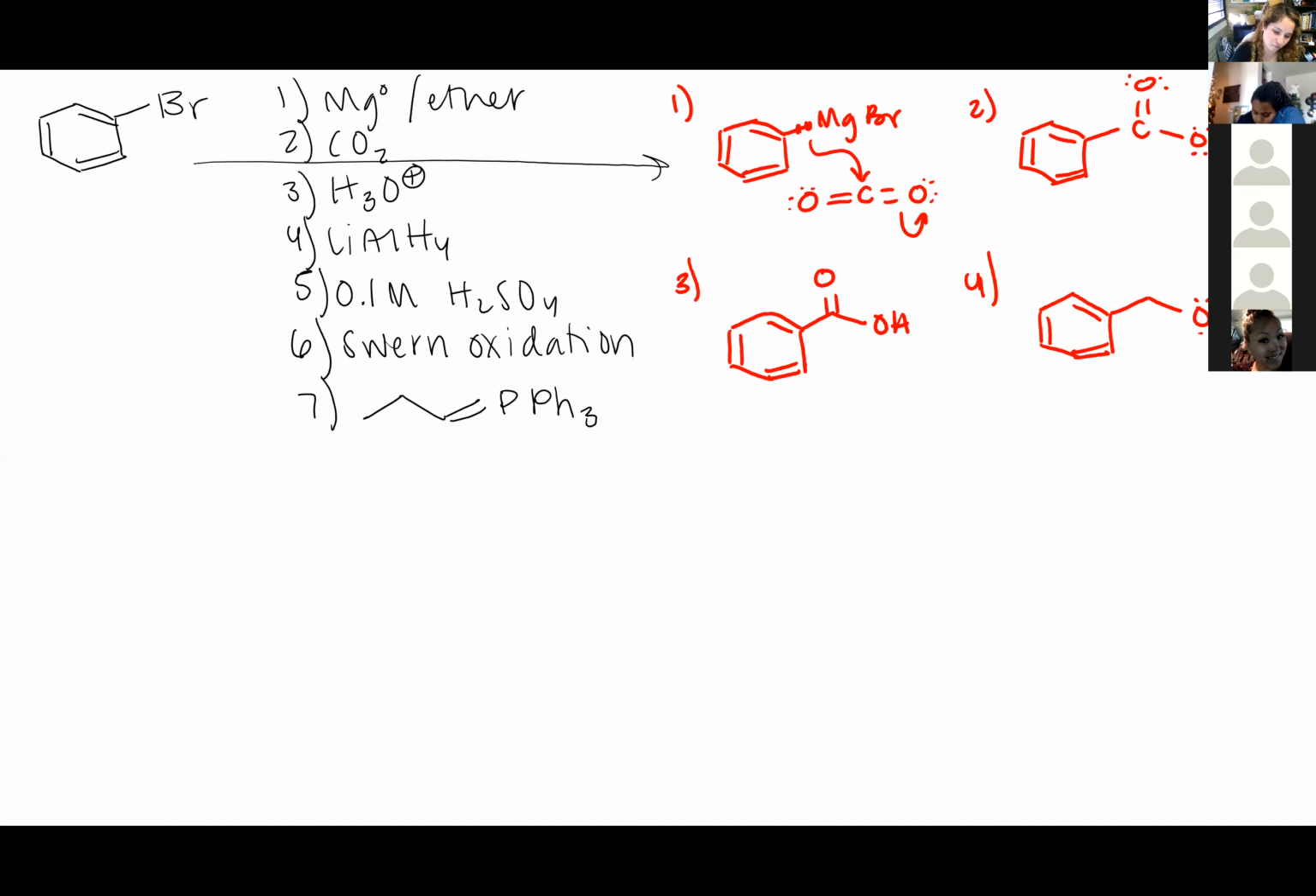Okay. What is step 5 for? We have 0.1 molar sulfuric acid solution. Right, we are just protonating it. Okay. What is step 6? Oxidizing. Oxidation to an aldehyde. Right, so Swern oxidation is mild. So we're going to get an aldehyde.